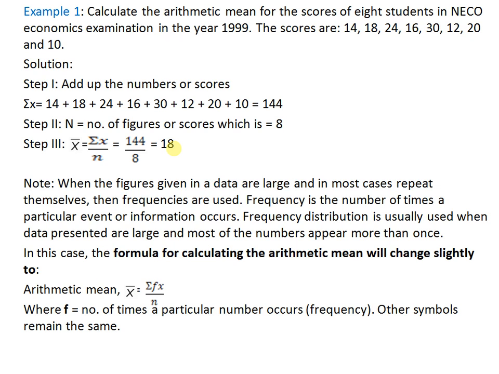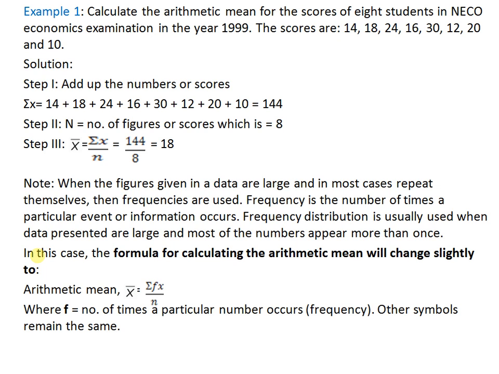Note that when the figures given in the data are large and in most cases repeat themselves, then frequencies are used. Frequency is the number of times a particular event or information occurs. Frequency distribution is usually used when data presented are large and most of the numbers appear more than once. In this case, the formula for calculating the arithmetic mean changes slightly to x-bar, the arithmetic mean, equal to the summation of the frequency times the value, all over the number of figures.